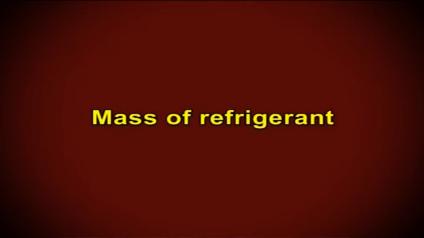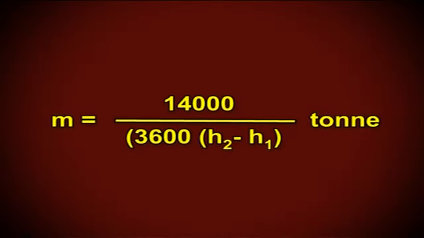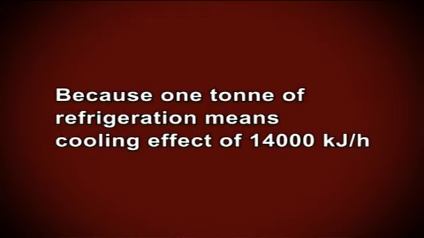Mass of refrigerant. Mass of refrigerant circulated, that is per second per ton of refrigeration, may be calculated by dividing the amount of heat by the refrigerating effect. Mass of refrigerant circulated is m = 14,000 / (3,600 (h2 - h1)) per ton, because 1 ton of refrigeration means a cooling effect of 14,000 kJ/h.